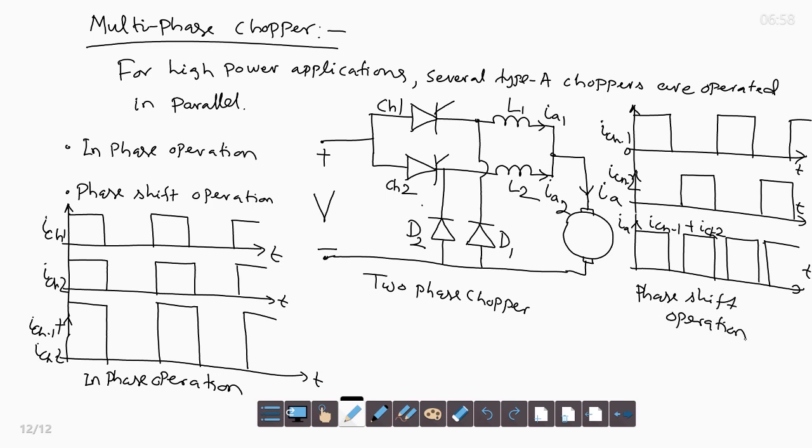So, with this multi-phase chopper, higher power output can be obtained, and also supply harmonic current can be effectively reduced. So, this is used for many high power applications.